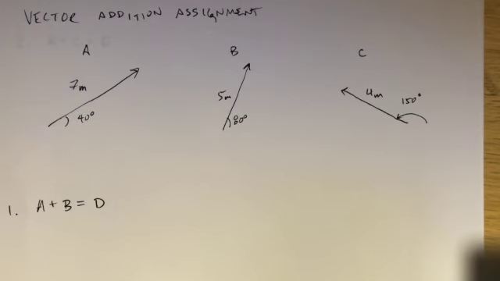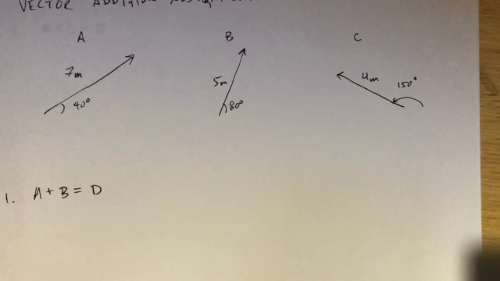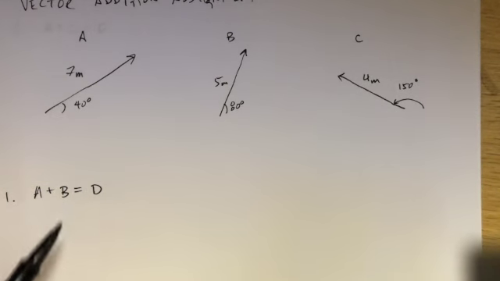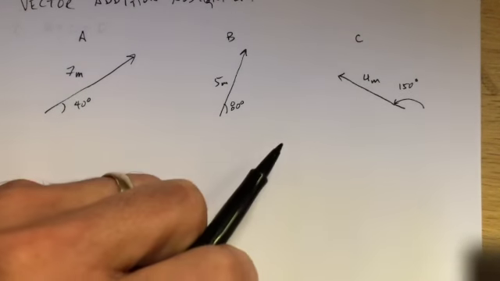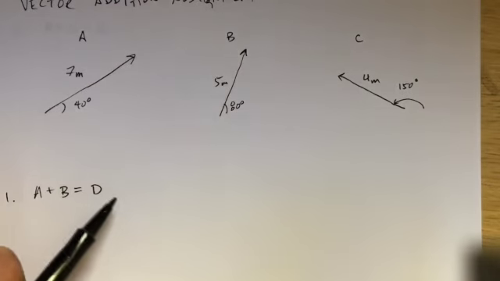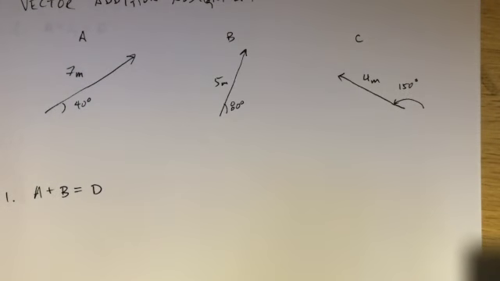Okay, so there are three questions here, and the first one is, how do I add A plus B to get some resultant vector called D? Now, notice I didn't use C for my resultant because I already named a vector C, so I'm going to give it a new name. We'll just call it D to be easy. All right. So the first thing I want to do is draw a picture of this.